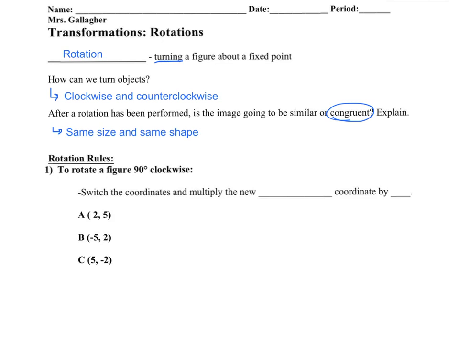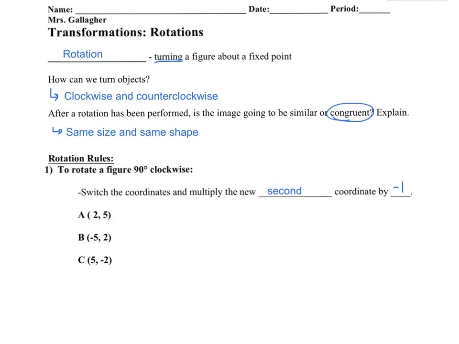So let's look at our rotation rules. Our first one, to rotate a figure 90 degrees clockwise. First step, you're going to switch the coordinates and multiply the new second coordinate by -1.